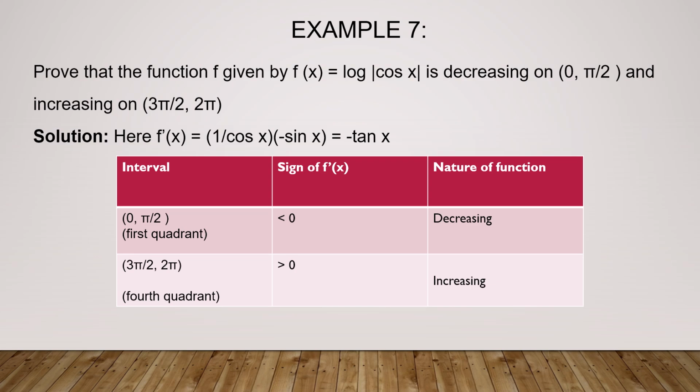So that is decreasing. 3 pi by 2 to 2 pi means it is the fourth quadrant. In the fourth quadrant, ASTC, only cos is positive, so tan is negative. So over here minus of tan, so negative into negative is greater than 0. So it is increasing. Correct?